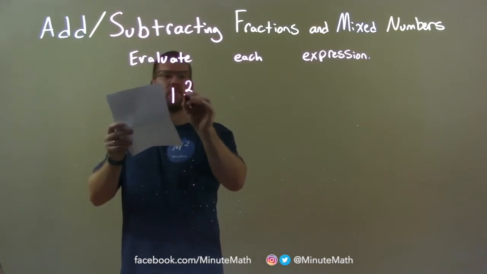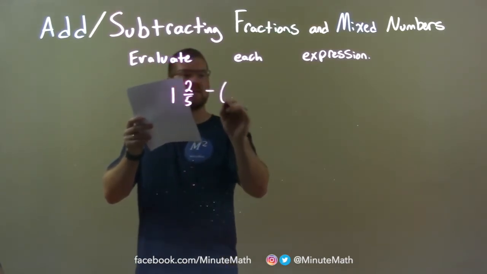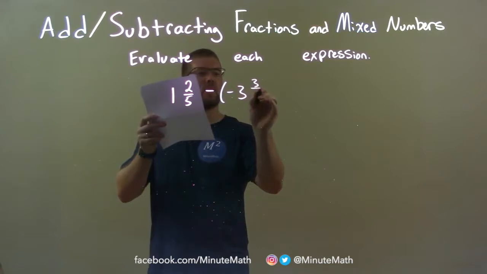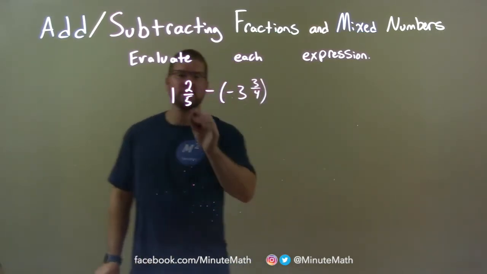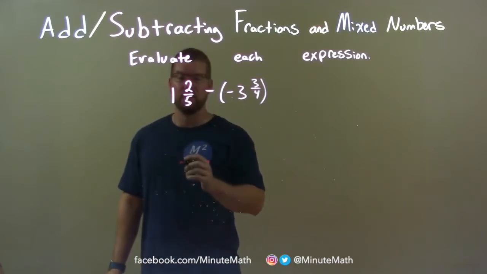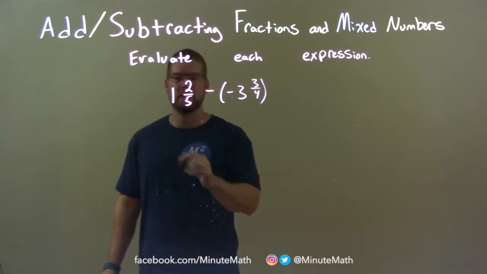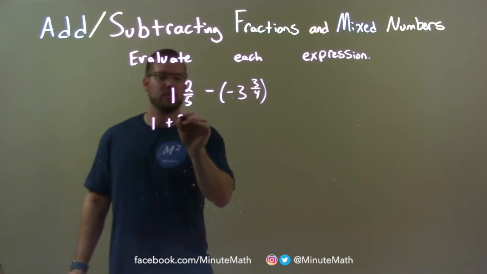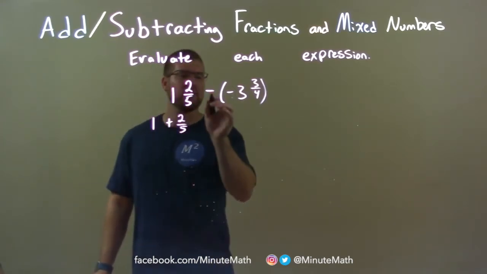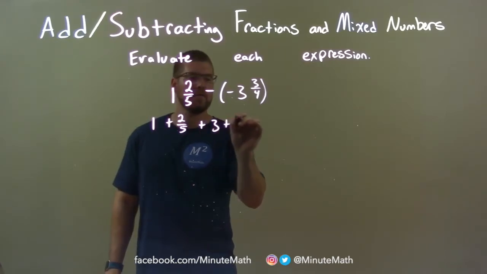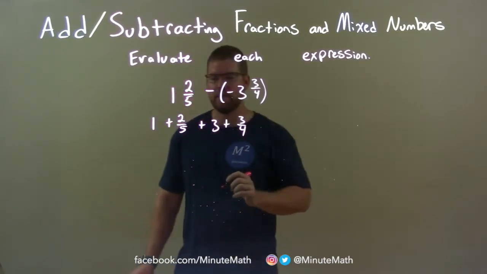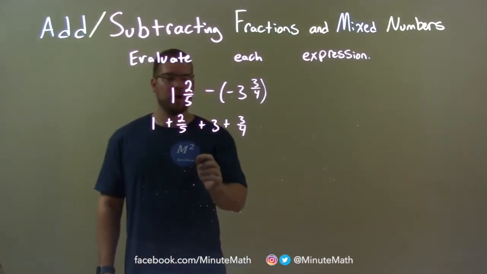1 and 2/5 minus a negative 3 and 3/4. Okay? Well, one thing I like to do here is I break this mixed fraction down to be a whole number and a proper fraction. So 1 plus 2/5 here. Now, subtracting a negative is the same thing as adding a positive, so we have plus 3 plus 3/4. Okay? And now we're at our whole numbers and fractions.